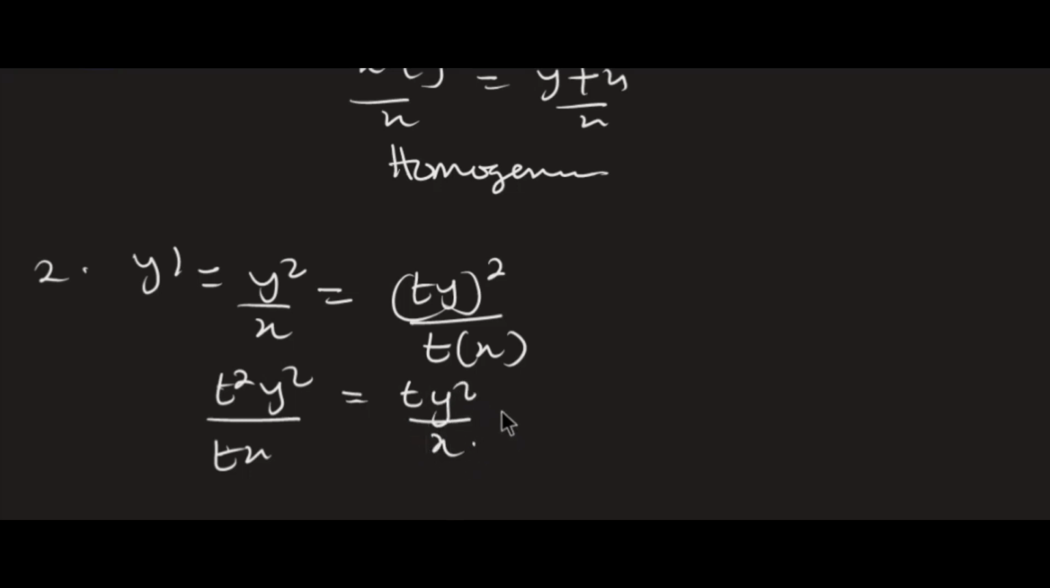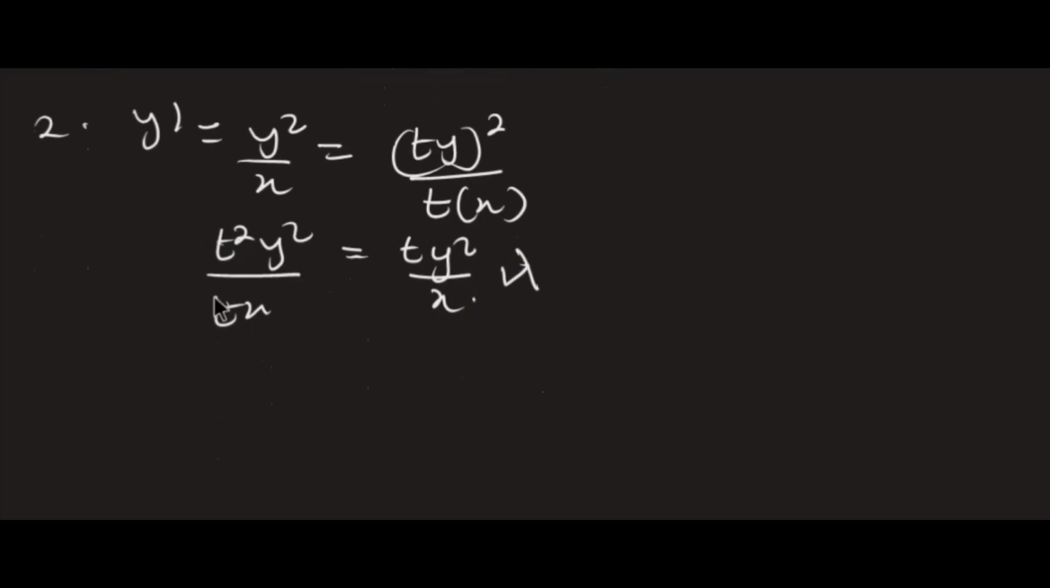And you can see that this is not equal to this. We started with y squared on x and now you have t y squared on x. Hence, this equation is not homogeneous. So the next example, that is example 3.